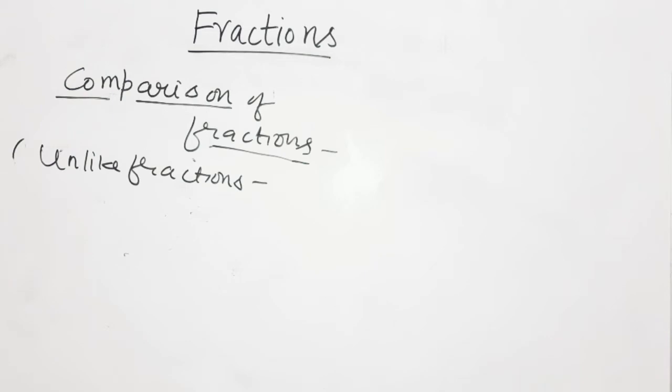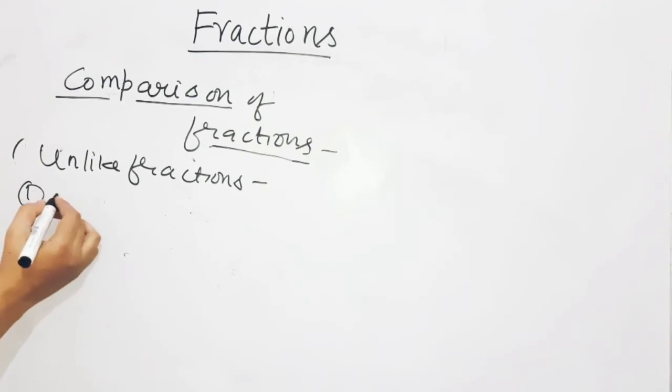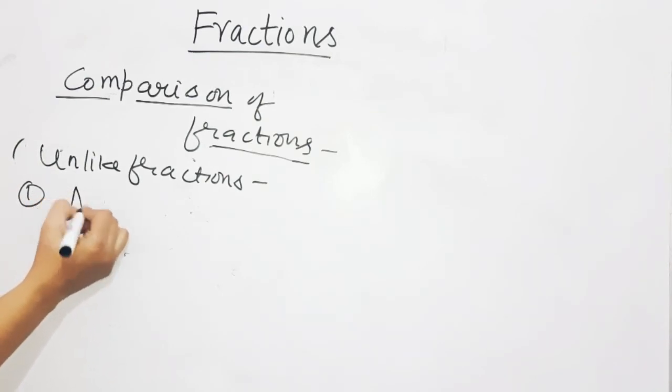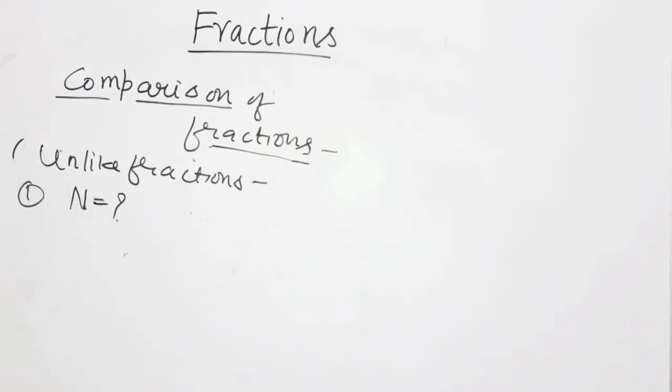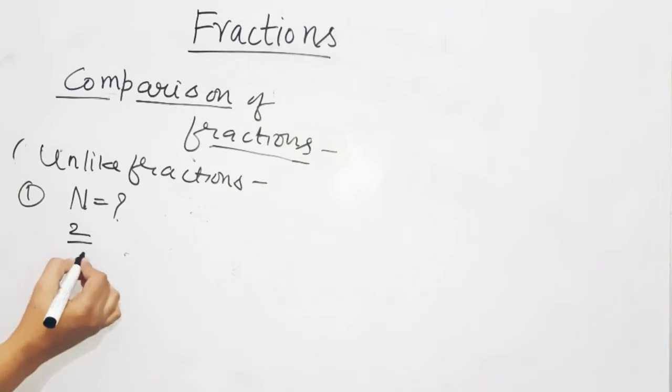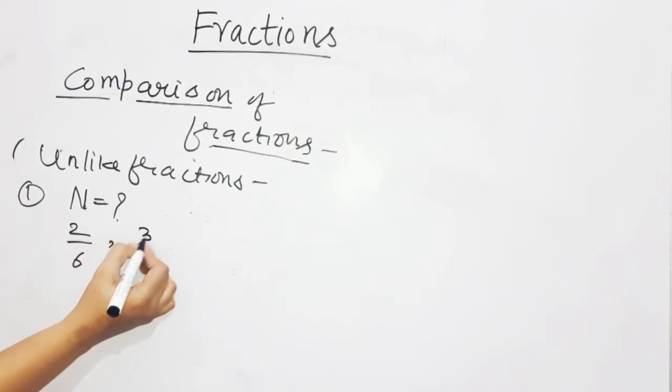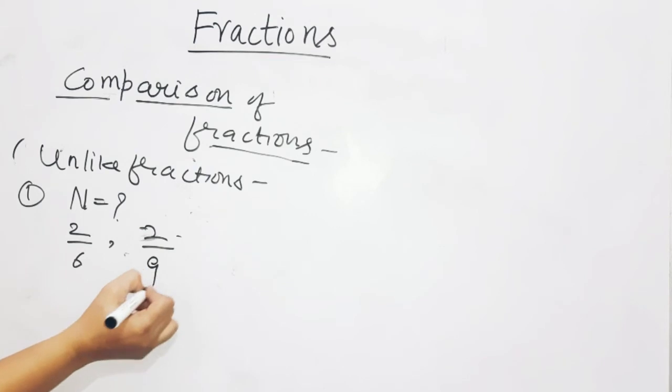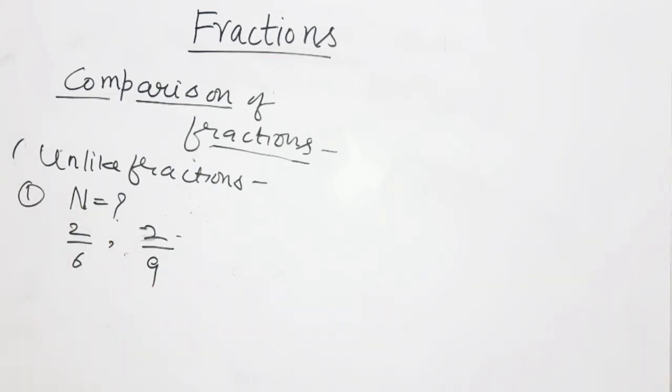So in this, some conditions arise. The first condition is that if the denominator is different, you have to check for the numerator. What will you check? The numerator. So if the numerator is same, for example, 2/6 and 2/9. In these two, the numerator is same.